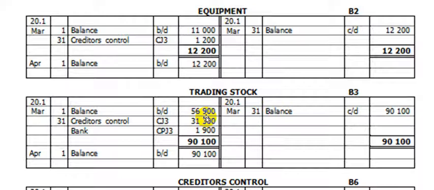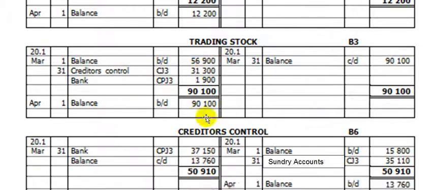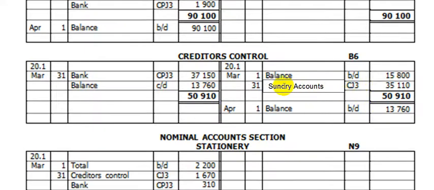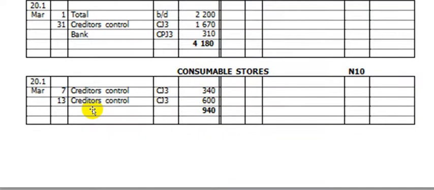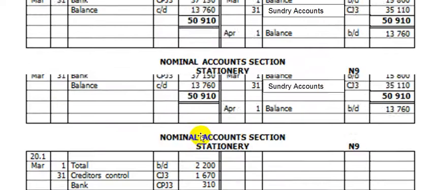Your creditors control has got a balance of 15,800, but now we know your creditors control is a liability, and therefore if you go to your creditors control, the balance brought down 15,800 will be on the credit side because it's a liability. The last balance that we have, or rather total, because it's in the nominal account section, therefore we say it's a total brought down, not a balance brought down, of 2,200 of stationery. Stationery is an expense. Expenses are positive balances on the debit side. Okay, so we've now put in all our balances in our general ledger. Consumable stores didn't have an opening balance.